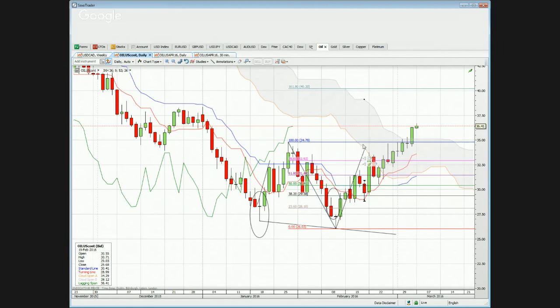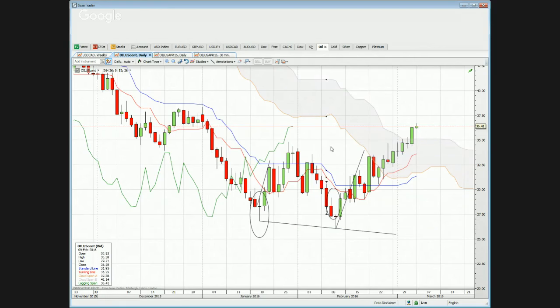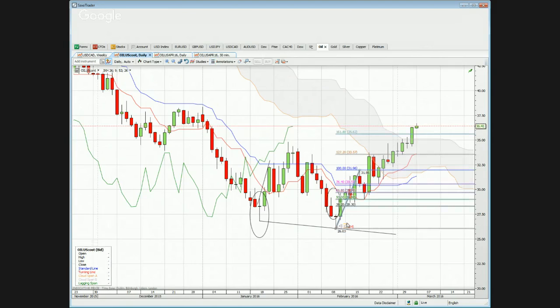And again, if I take the Ichimoku off, sorry, the Fibonacci, we can do a few projected levels. Fibonacci projections, or sorry, extensions, projections, whatever you want to call them. Give you an idea.